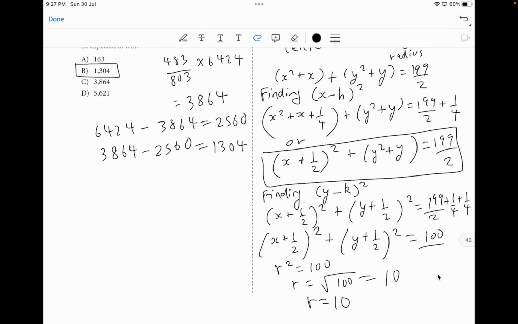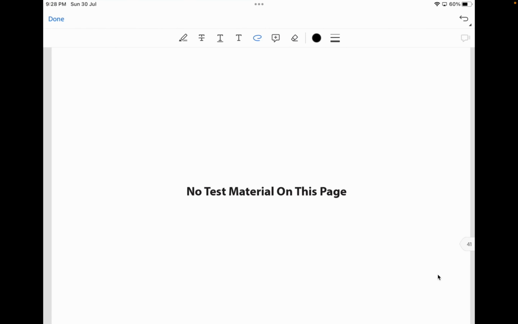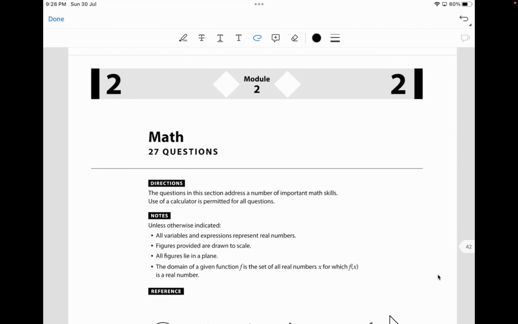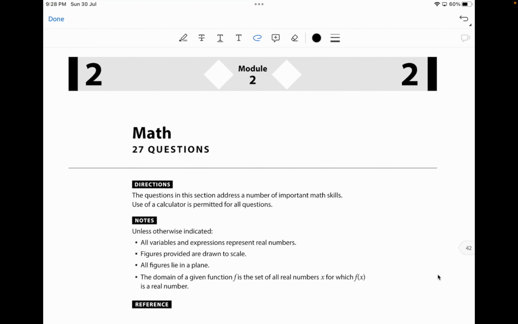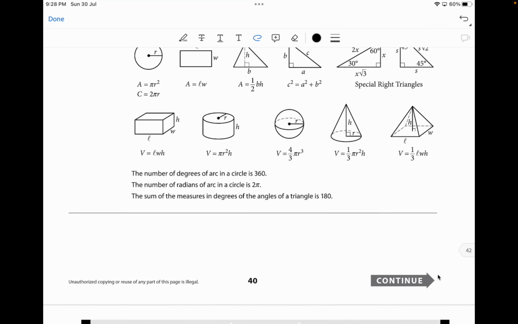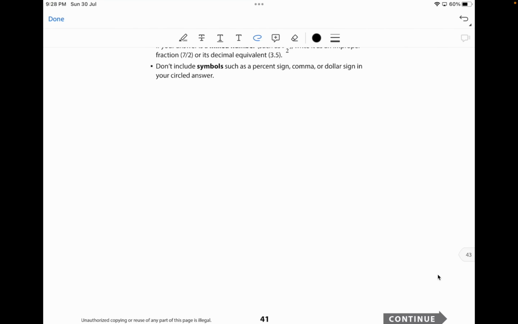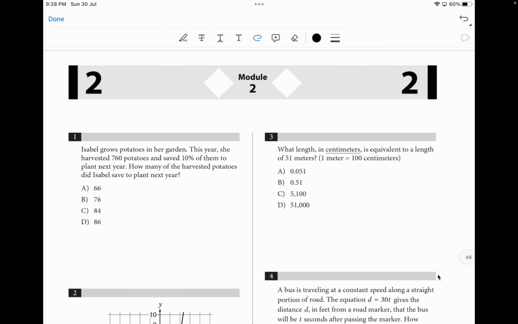Now, let's move on to module 2. Module 2 is the same story. It's just a continuation of module 1. It also has 27 questions and the same formula sheet given to you guys, with the same kind of examples, and let's just solve it.